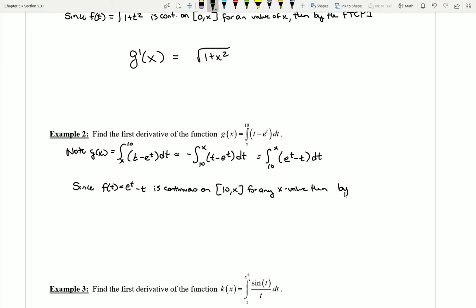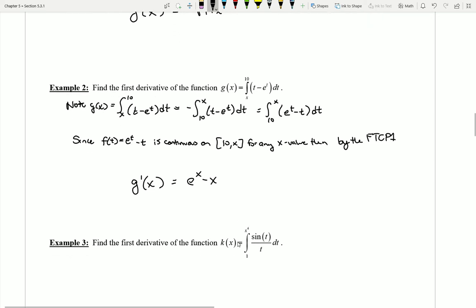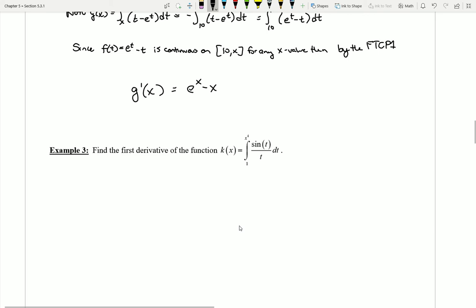then by the fundamental theorem of calculus part 1, I can calculate that g prime of x is going to be, and again, it's super easy. I just take my f of t formula, I write it down, but replace all the t's with the upper bound of x, and then erase the integral sign, erase the dt, and boom, you have an answer. That's it. We're done. All right, let's try a couple more of these. These are really, really simple.